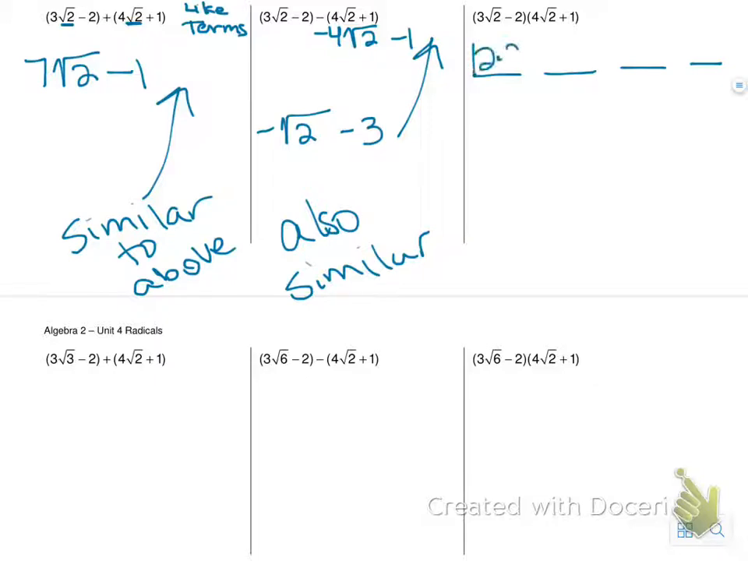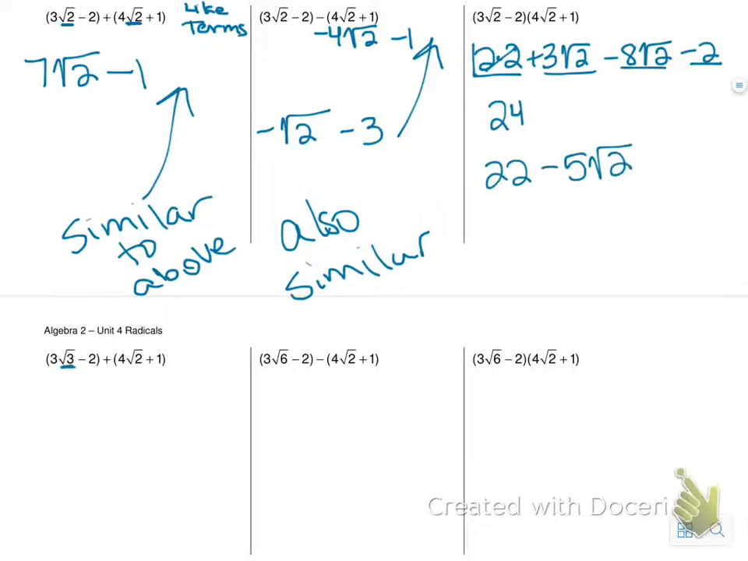So I have 12 times 2 plus 3 square roots of 2 minus 8 square roots of 2 minus 2. And then I combine like terms and get 22 minus 5 root 2. Okay, now the next problem is not like terms, because I have square root of 3 and square root of 2, so not like terms. So the only ones I can combine this time are the -3 and the 1.